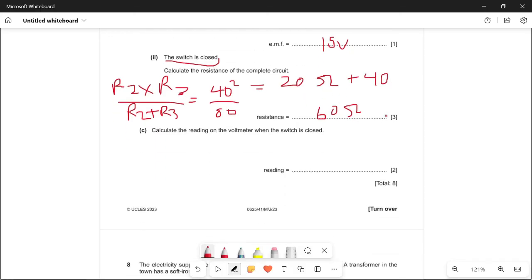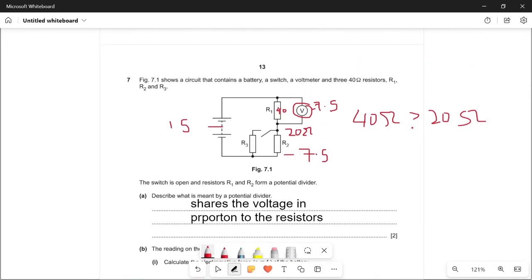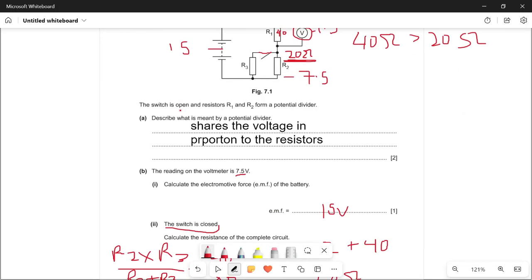C. Calculate the reading of the voltmeter when the switch is closed. So when the switch is closed, that means we would account for both the resistors. Previously when the switch was open, the voltage was divided equally between the two resistors. But when the switch is closed, the resistors are in parallel, so that part's resistance would be 20 ohms. So the total 15 volts is going to be divided in proportion.